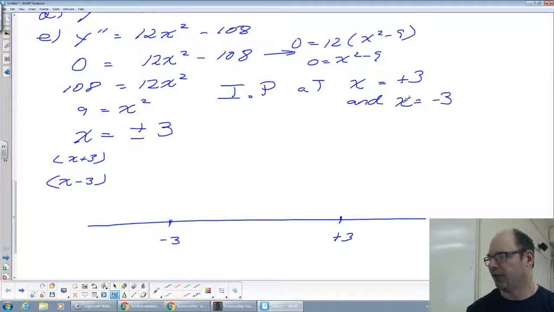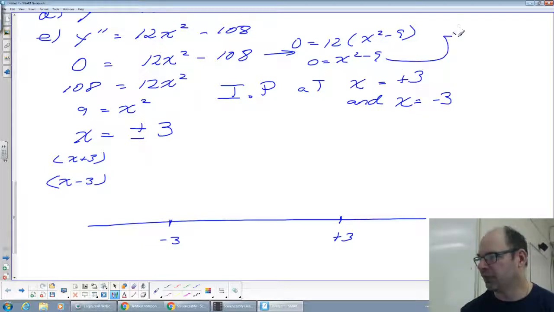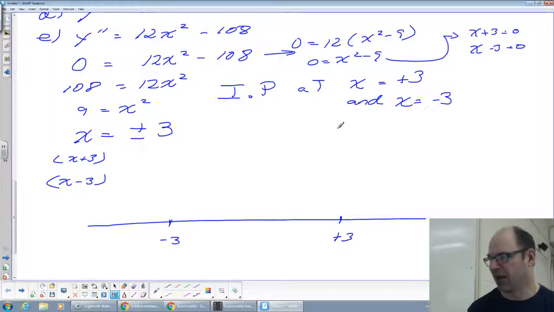Okay, if we do this one here, okay, so we have an x plus 3 and an x minus 3. So the plus 3, obviously, everything here is negative. It's 0 there, positive here.